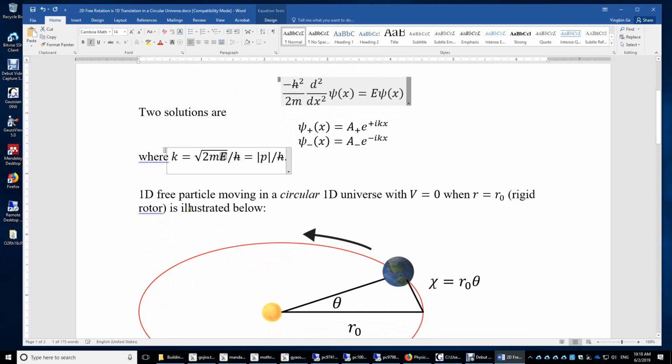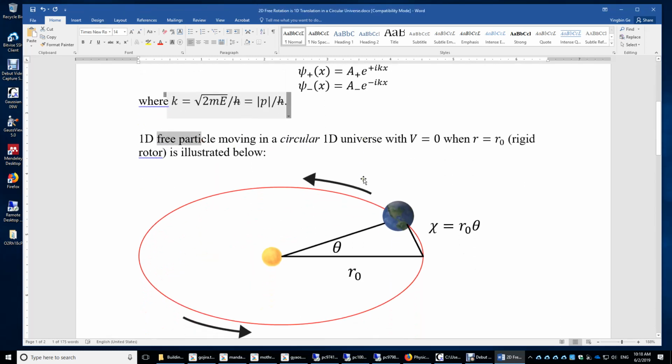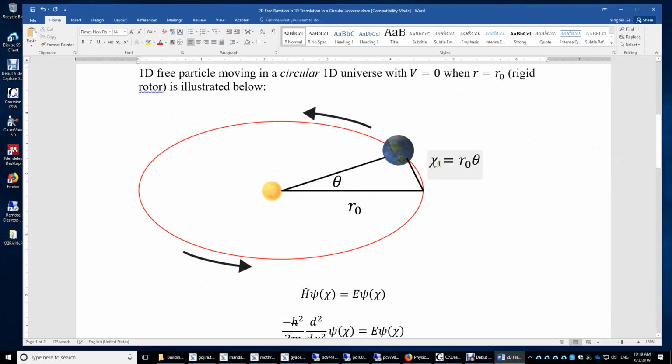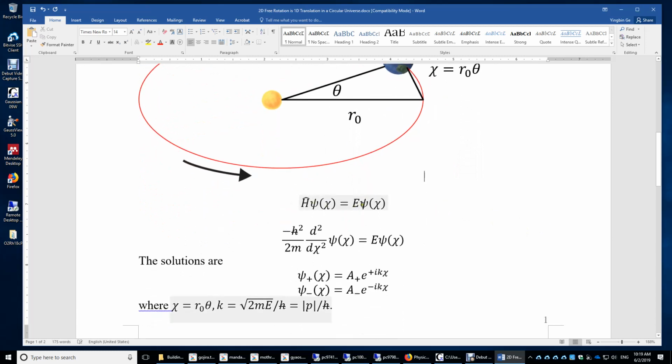So now we have a free particle moving in a circular one-dimensional universe. This is our particle. This is the center of the one-dimensional universe. The particle has a potential energy of 0 on this ring with a radius of r0, and this is called a rigid rotor. This x is replaced with the Greek letter chi. Chi is the position of the particle. Chi is equal to r0 times theta, and we solve the Schrodinger equation again.